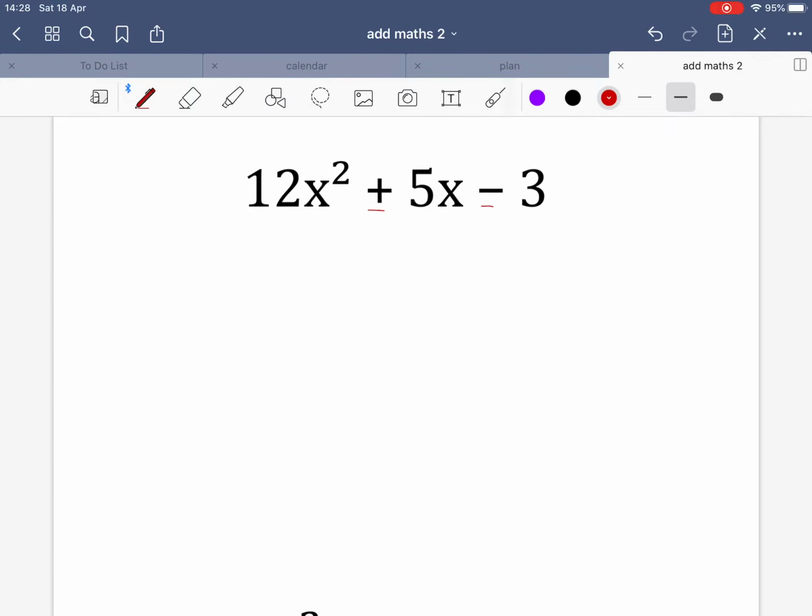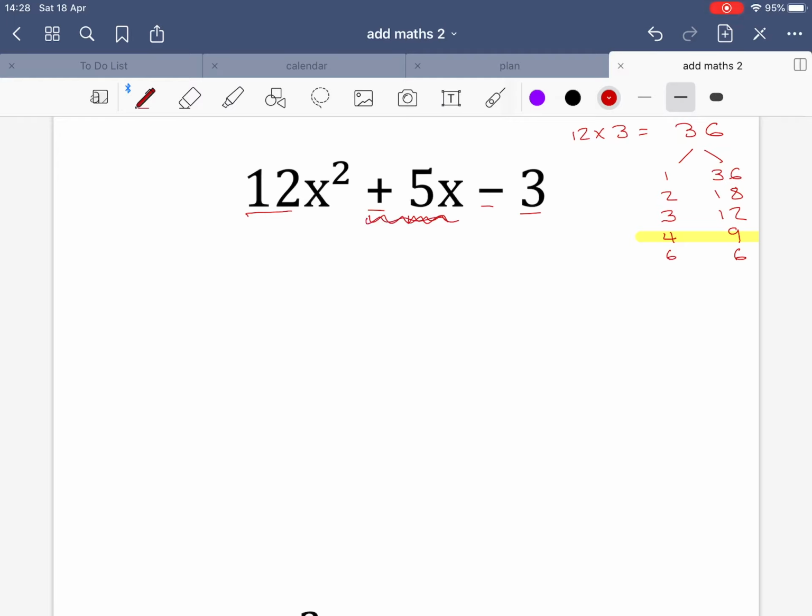Okay, so this time we've got a positive and then a negative. So same principle, we've got to do our 12 times our 3. So 12 times 3 is 36. I need my factors of 36 that add up to make positive 5. So just write a few. So we've got 1 and 36, 2 and 18, 3 and 12, 4 and 9, and 6 and 6. So we can immediately see that the one we need is 4 and 9.